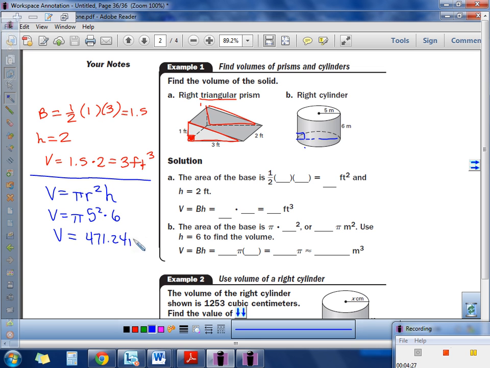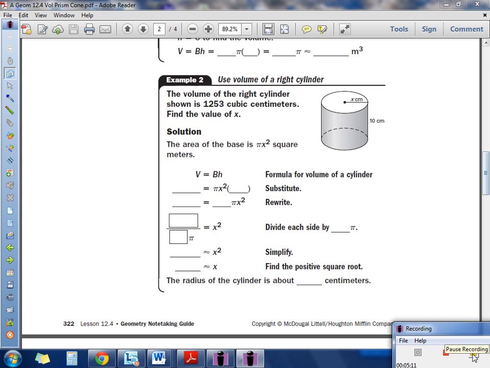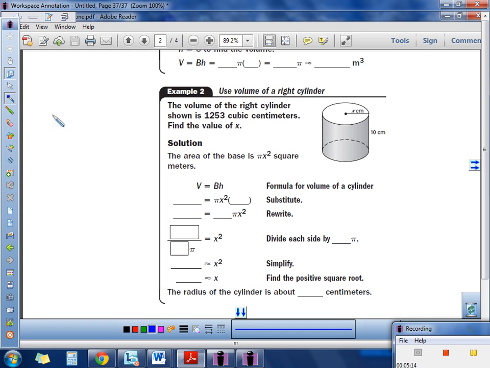471.24, and make sure your units are on it, meters cubed. Example 2 is definitely more challenging because in that formula we're not given a radius. We do remember that the volume formula is pi r squared times h, but they give us a volume here. We're going to plug that in for v.